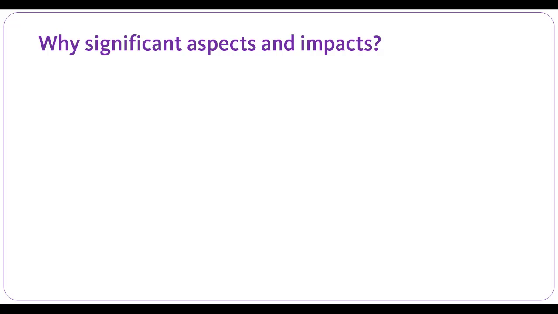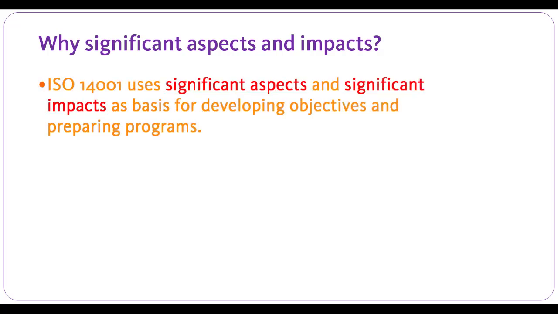So why do we want to use significant aspects and significant impact? Well, ISO 14001 uses significant aspects and significant impacts as a basis for developing your objectives and preparing programs for managing those significant aspects and those significant impacts. So the whole of your 14001 program revolves around aspects and revolves around you working out which ones are significant aspects.